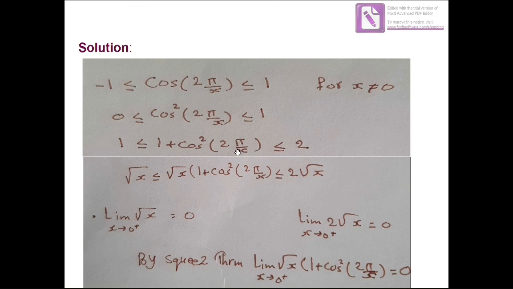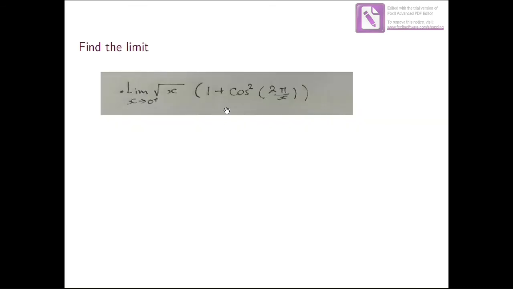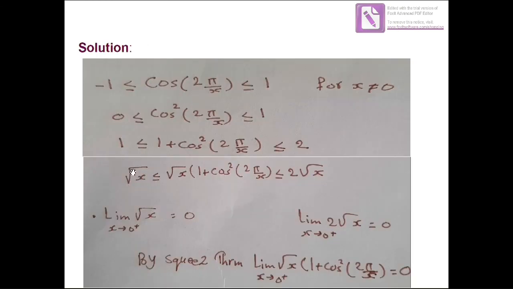Then, have we finished? Not yet. We need to multiply it by root of x. So here I multiply 1 by root of x, it will be root of x. 1 plus cosine square multiplied by root of x will be root of x multiplied by 1 plus cosine square. And here we have 2 multiplied by root of x will be 2 root of x.